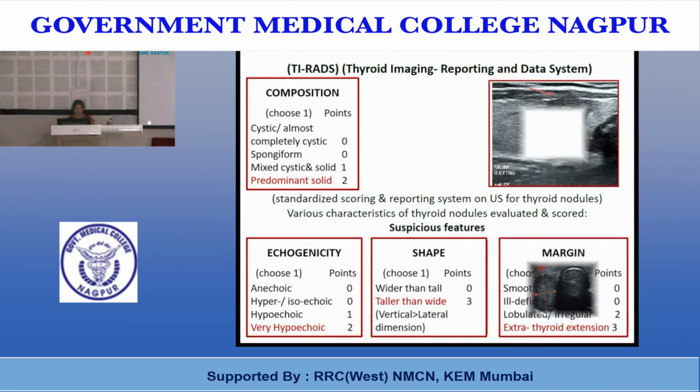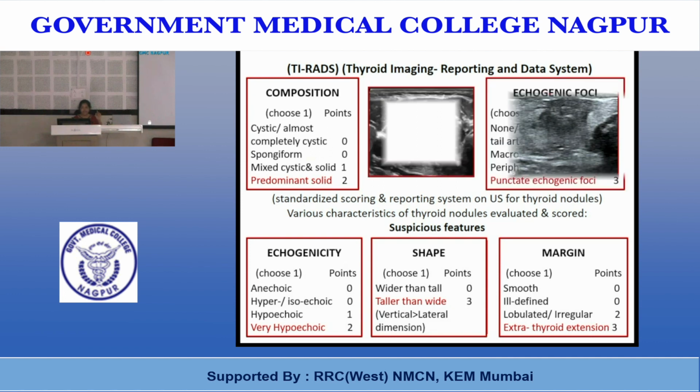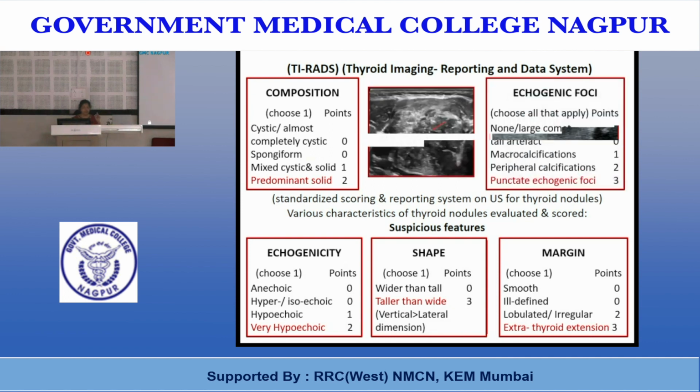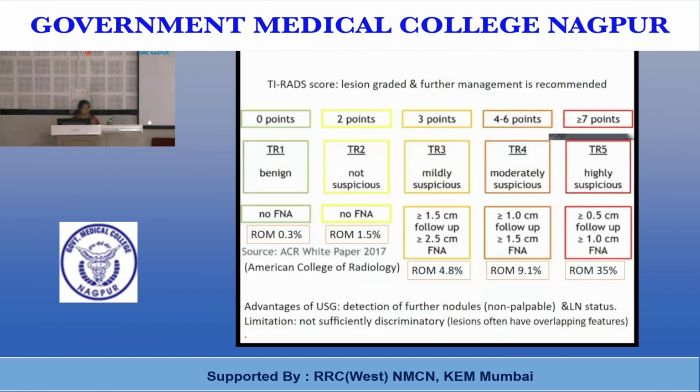If the margins are irregular and if it has extrathyroidal extension, it directly gets 3 points. And if there are punctate echogenic foci, again there are 3 points. So these points which are given here in these columns, depending on what is there, are summated or a total is made, and this determines the TIRADS score. Based on this score, the lesion is graded and further management is recommended.